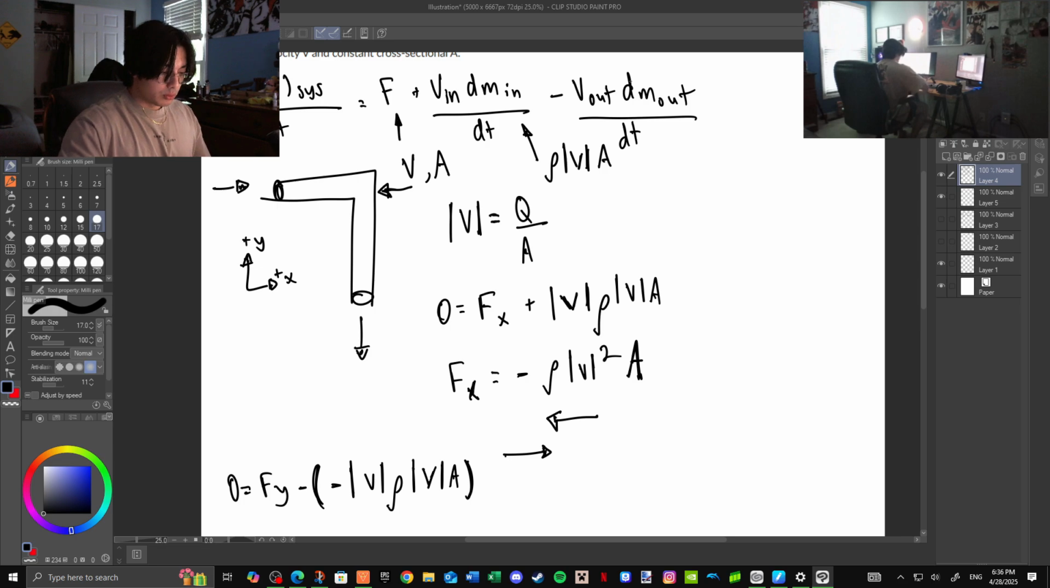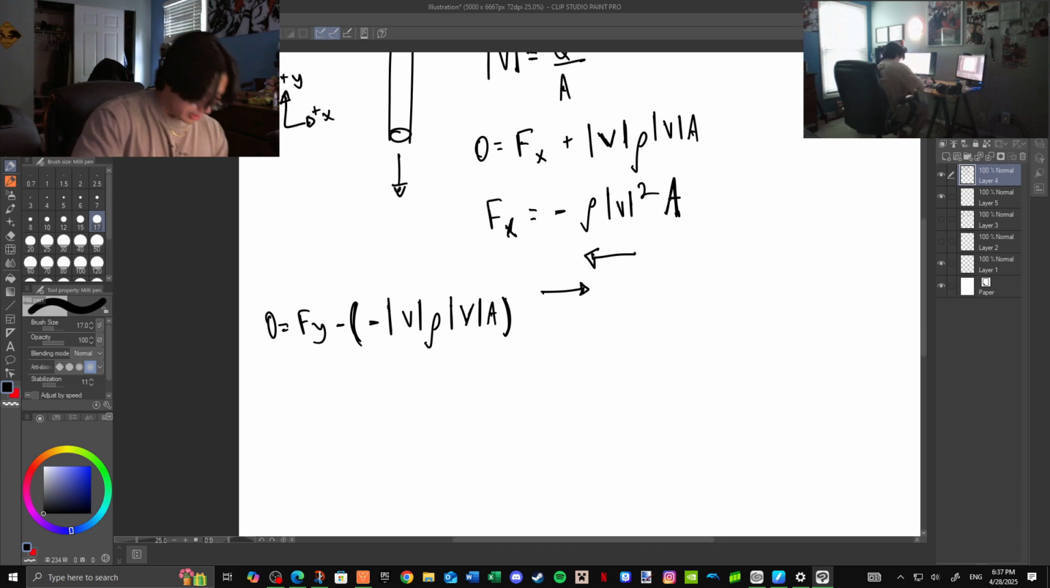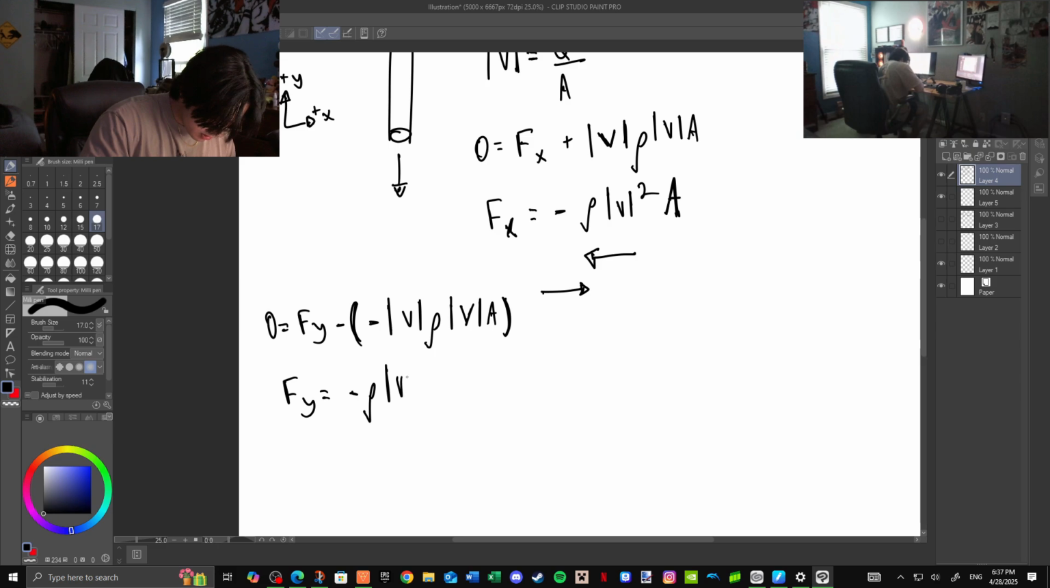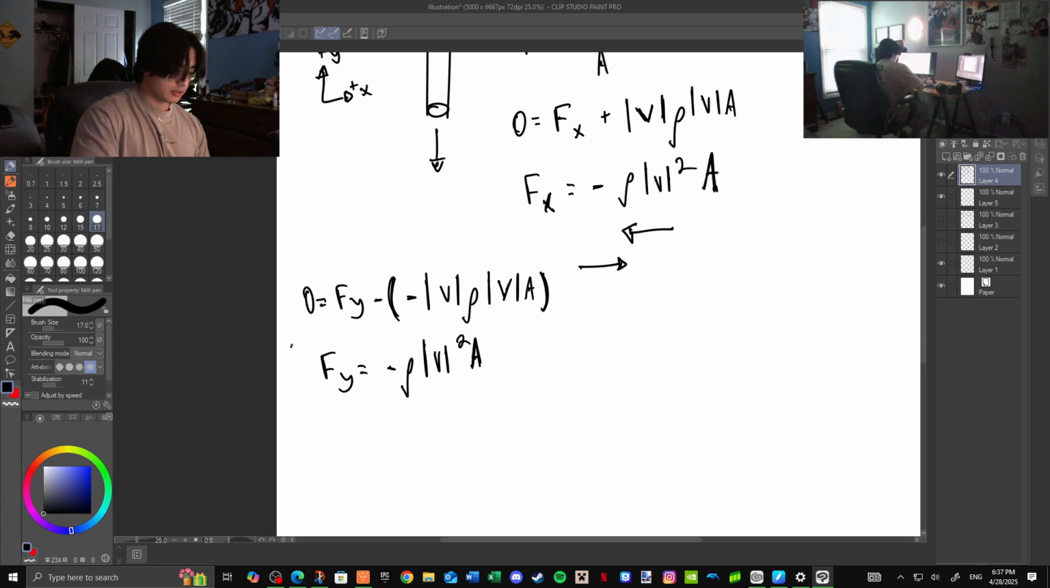And again, this is for the momentum leaving the system. And so again, we're going to rearrange this. And what we get is the same exact expression, only this time, this represents the bracing force for the y direction.